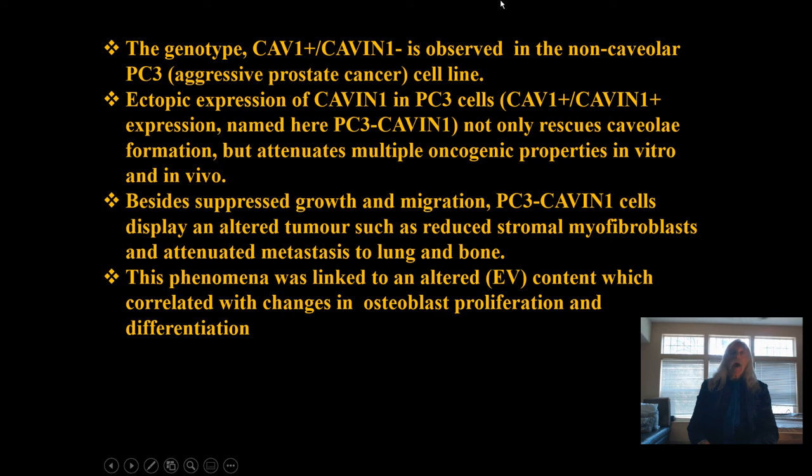So when you do an ectopic expression of cavin-1, you introduce cavin-1 back to these PC3 cells. So now you've got the genotype CAV1 positive, cavin-1 positive, right? And throughout this paper they're going to be called PC3 cavin-1, because you added that gene back. Not only do you get a rescue of the caveolae formation, but it attenuates multiple oncogenic properties, both in vitro and in vivo.